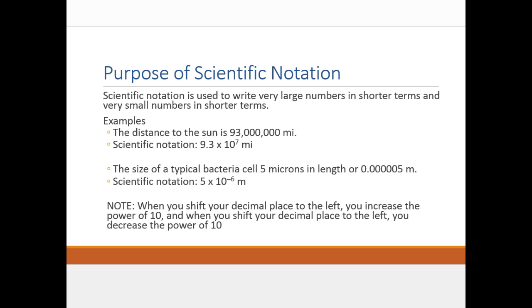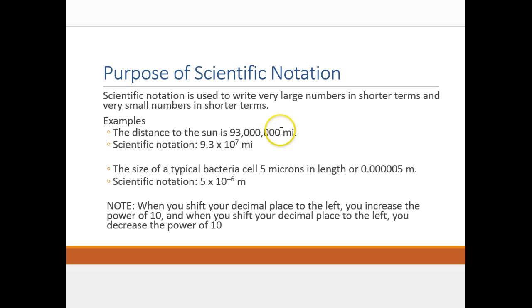So let's talk about the purpose of scientific notation. Now, scientific notation is really used for one of two purposes. We either want to take very large numbers and write them in shorter terms, or we want to take very small numbers and write them in shorter terms. Let's take an example. The distance to the sun is 93 million miles. That's a fairly large number. Well, we can write it in much shorter terms. We can write 93 million as 9.3 times 10 to the 7th miles.